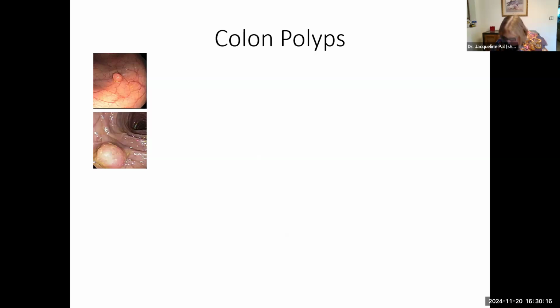So starting in middle age, everybody is supposed to start getting a colonoscopy. It used to be a 50th birthday present. Now it's a 45th birthday present. It may soon be a 40th birthday present. And colon polyps are when the mucosa starts undergoing rapid division and forming little tissue growths.